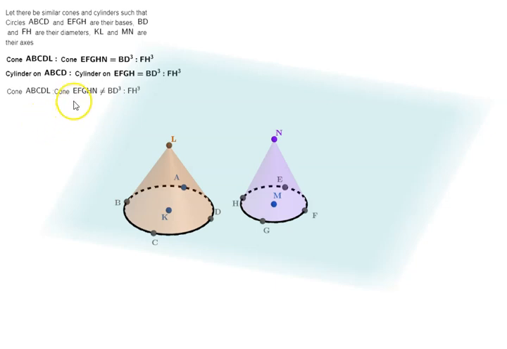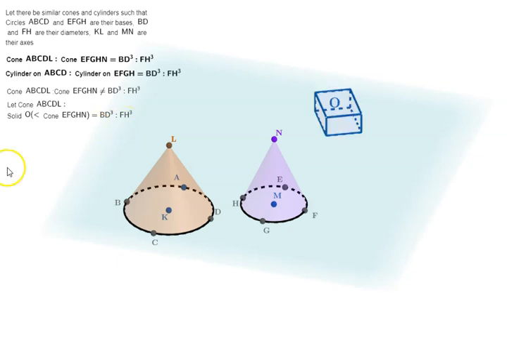Which means what? That there must be a solid which is less than the cone EFGHN or greater, which will make this proportionality true. So let's take it one by one. Let cone ABCDL be to solid O, which is less than cone EFGHN, as BD cube is to FH cube. Now, inscribe the square EFGH in the circle EFGH.